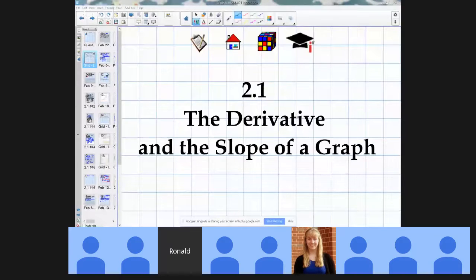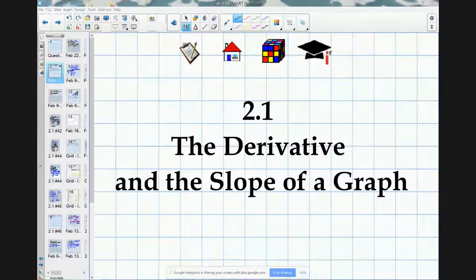We'll dig a little deeper into finding derivatives today then. So I'm going to do my sharing. Screen one. So hopefully you should be seeing 2.1, the derivative and the slope of a graph, which we really started last time.